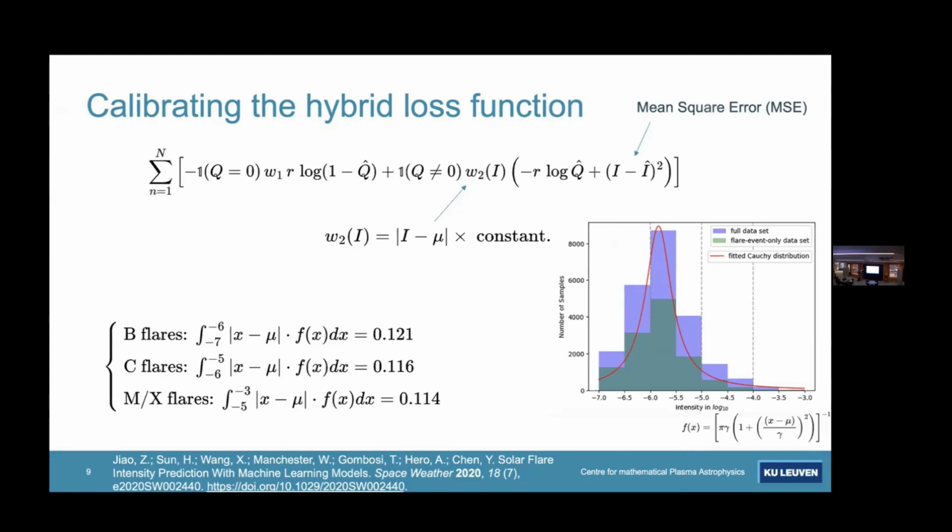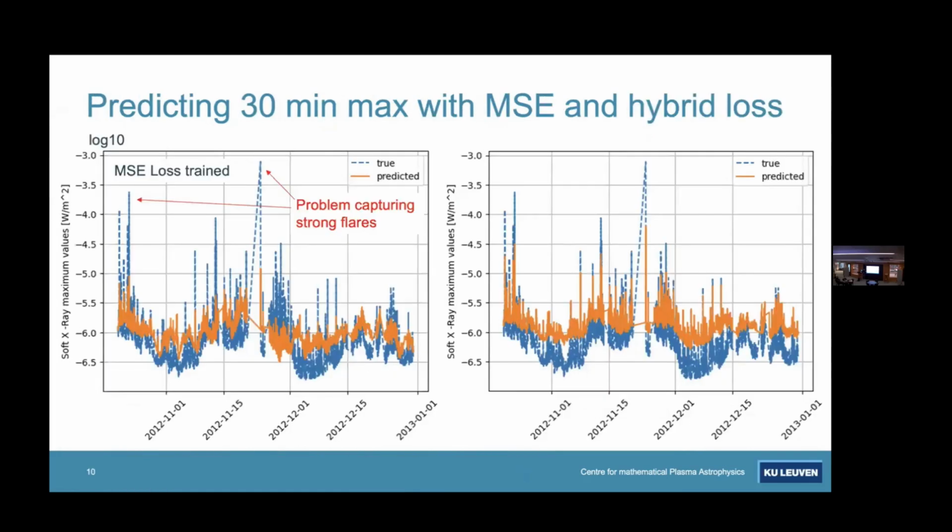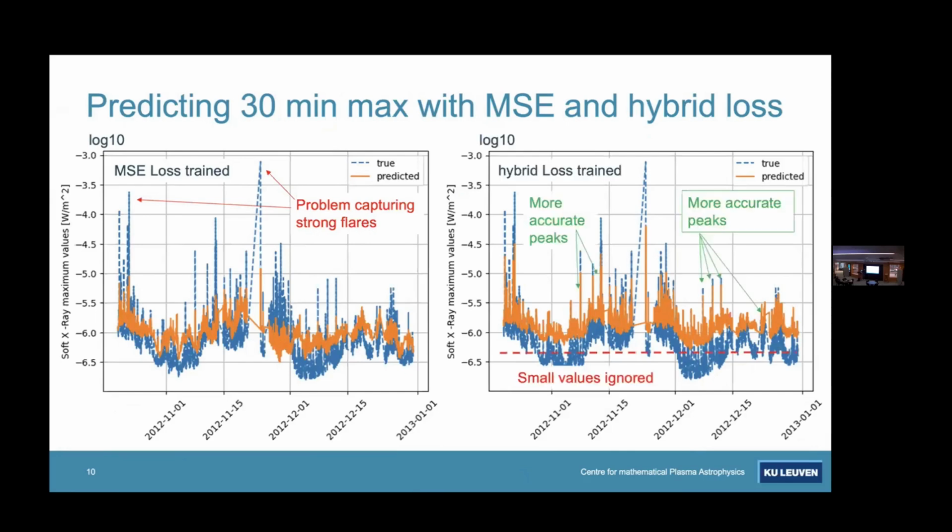So the distribution function is shown here on the right for the flare data. So we use this weight function, and we have dramatically improved the prediction of the flares from the left to the right. So you can see that it's significantly better.